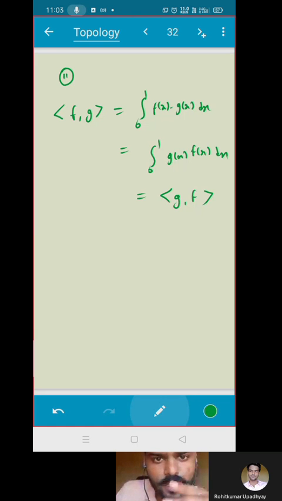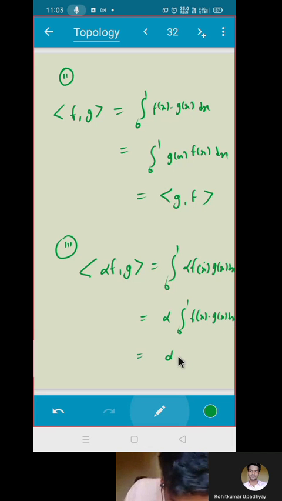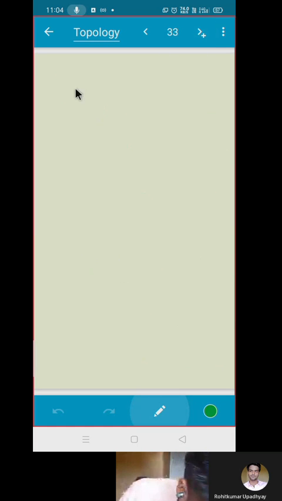Yes, sir. Similarly, the third one. What is the third one? Alpha f comma g, which is again the integral 0 to 1 of alpha f of x into g of x dx, which is same as alpha times the integral 0 to 1 of f of x into g of x dx, which is same as alpha times the inner product of f, g. Is that clear? And remember one thing, this alpha is a real number. If I take f comma alpha g, then also this is same. Do you agree? Yes, good. What is the fourth property?